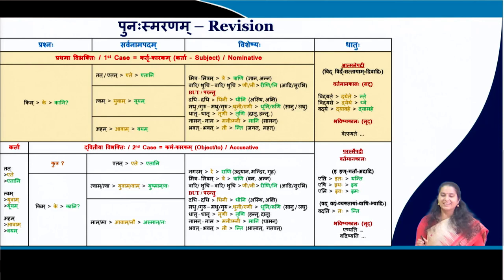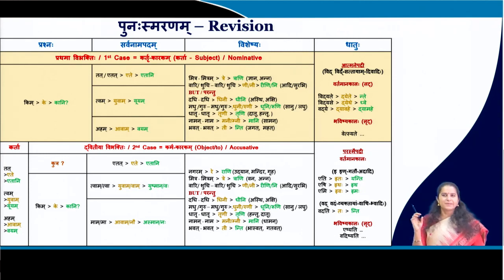Mitram, mitre, mitrani. Now the real good news with the Napunsakalinga is that Prathama Vibhakti and Dvitiya Vibhakti sarvada samanam eva bhavati, and sambodhanam api samanam bhavati. So the first case, the second case, and the eighth case are all the same. The rest are like pullinga. So you don't need to occupy a lot of your memory space trying to remember all the forms of the Napunsakalinga words.